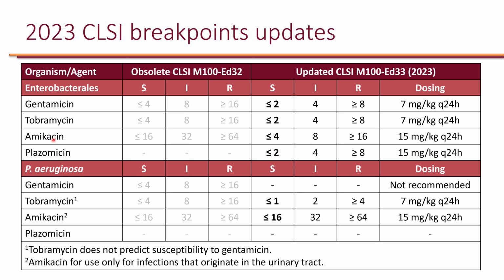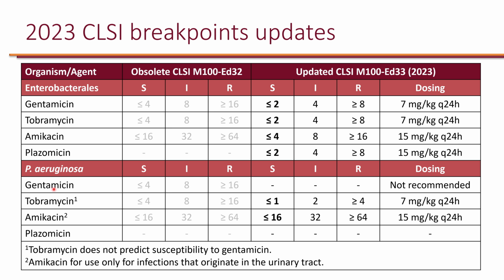Now for amikacin, the susceptible breakpoint was less than or equal to 16, and it is now less than or equal to 4, and that's based on 15 milligram per kilo once a day. Plazomycin, which is the newest aminoglycoside, came to the market in 2018. Previously, we did not have CLSI breakpoints for it. So now there are added, so less than or equal to 2 is considered susceptible for plazomycin. And this is for all types of infections.